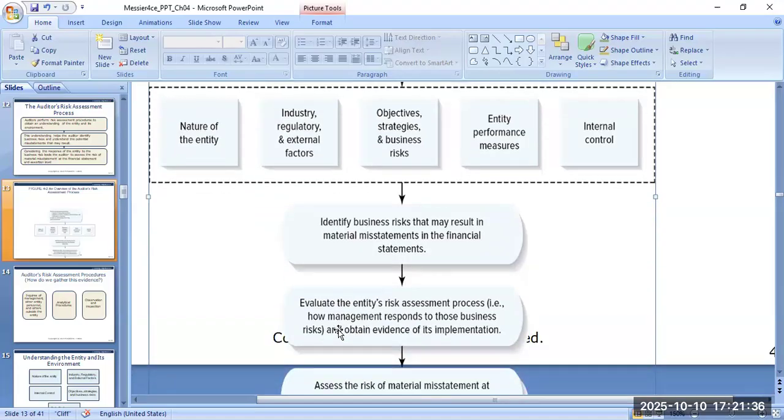Once we do that, then we're going to evaluate the entity risk assessment process: how management responds to those business risks, and obtain evidence of the implementation, if the manager identified that there is a risk and if they put some process in place to reduce the risk. That's why, as you know, at a school of management, they have a risk assessment director.